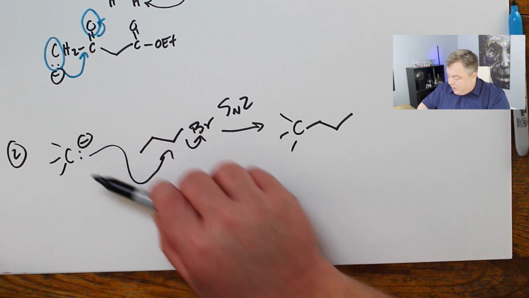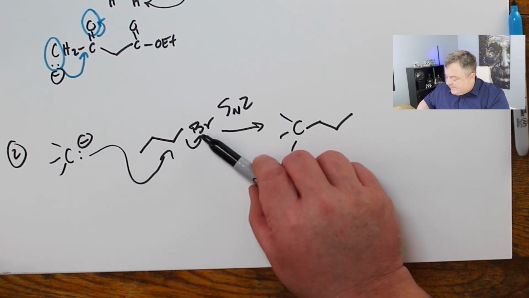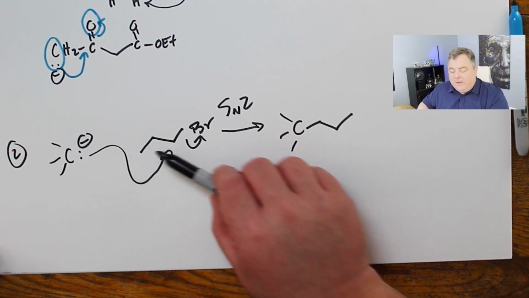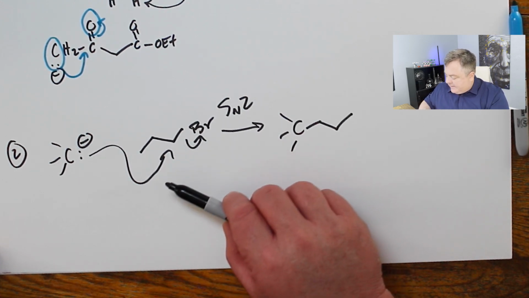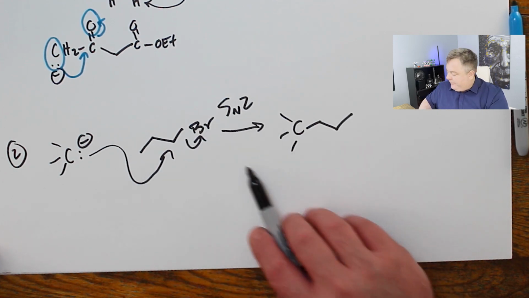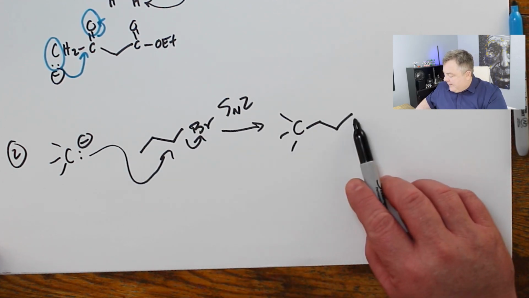Idea number 1. Idea number 2, if I have a negative carbon, it could backside attack something with a good leaving group like a bromide. If it's not too crowded, so a primary alkyl halide like this would work well, I could backside attack, the leaving group could leave SN2 style, and that carbon could attach to other carbons.